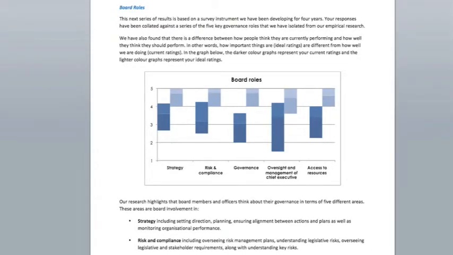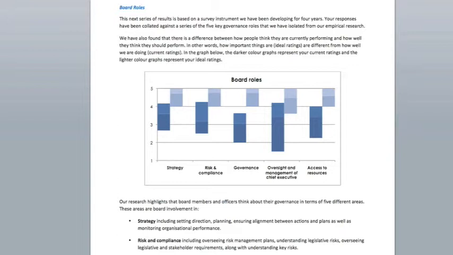In all of the previous graphs you've been looking at, we've been looking at the board as a team or as a group, not really looking at what it does in terms of its role. This particular graph tries to address this point. And what you can see here is a somewhat more complicated graph, but hopefully it's easily interpreted.